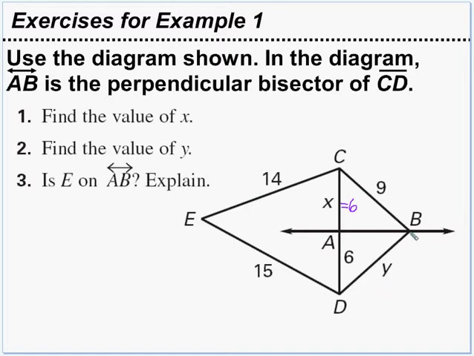Find the value of y. B is also on the perpendicular bisector, so it's equidistant to the endpoints. Therefore, y equals 9. E is not on the perpendicular bisector because 15 is not the same as 14, so E is not equidistant to the endpoints.